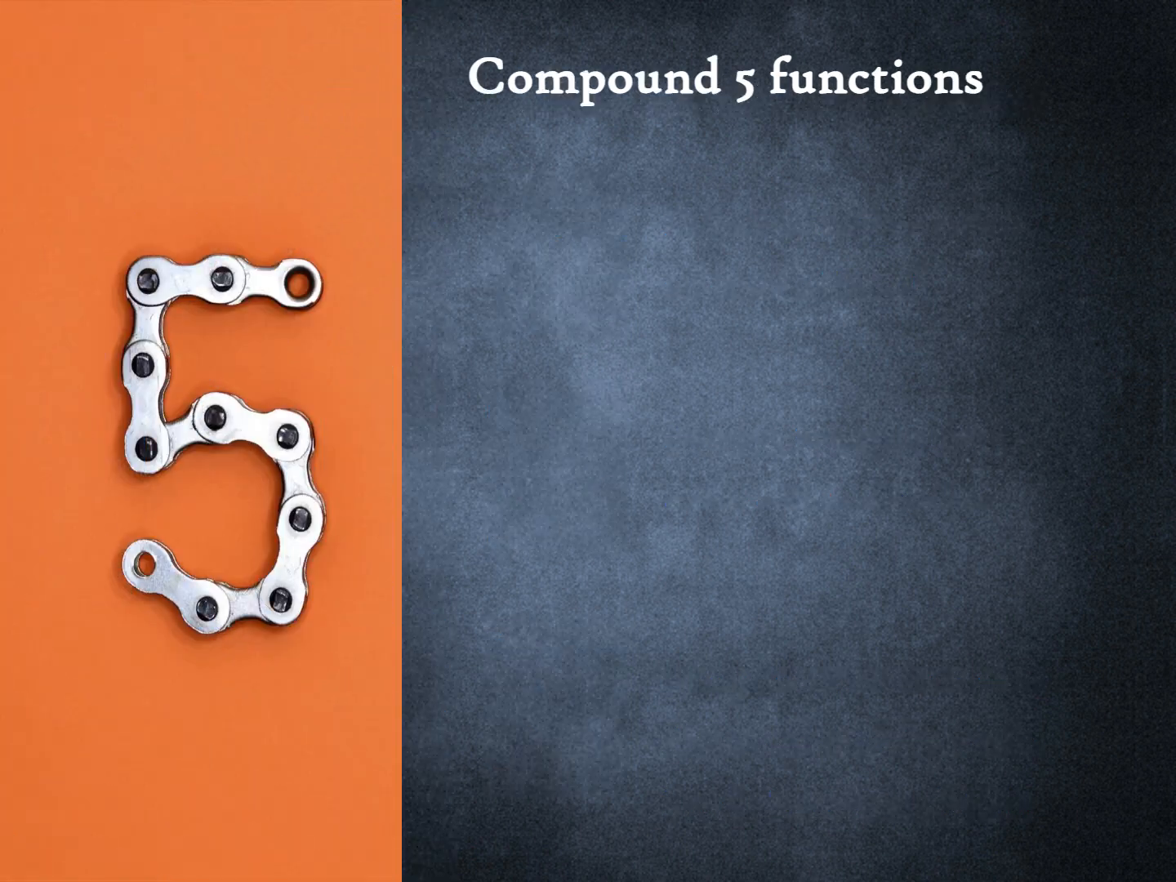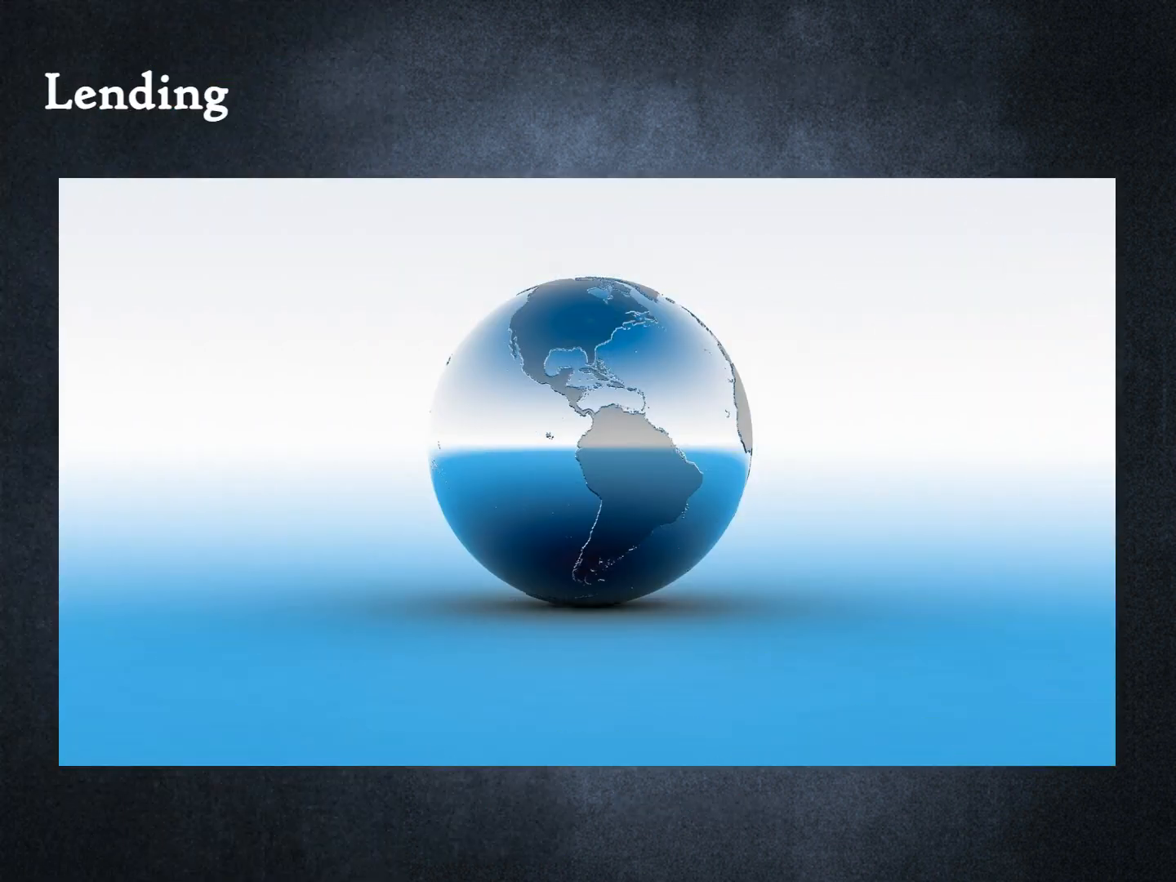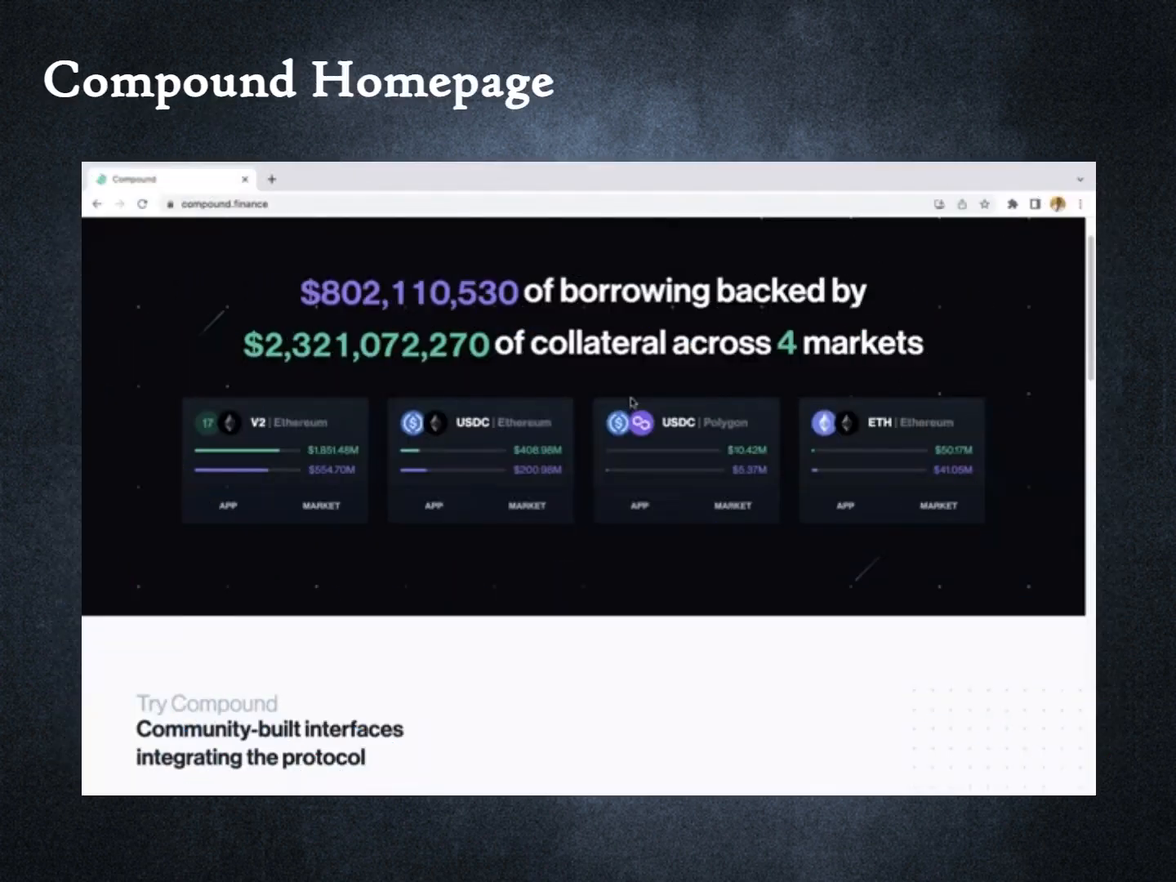Now that we have a basic understanding of Compound, the rest of the lesson is structured around the 5 functions an individual can perform on Compound. These are lending, withdrawal of a loan, borrowing, repayment of borrowing, and finally, liquidation. So far, we have covered Compound in a theoretical manner. To get a first-hand feel of how lending works on the application, I will now go to the Compound app and make a loan. I am on the homepage of Compound.